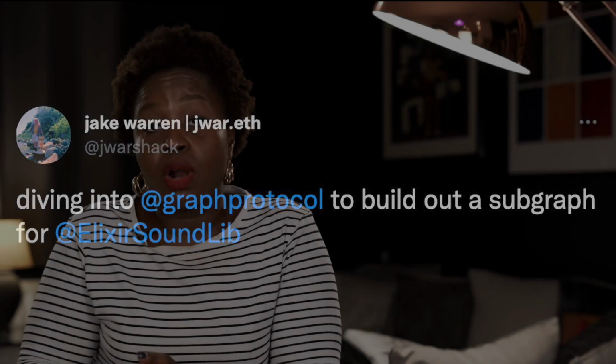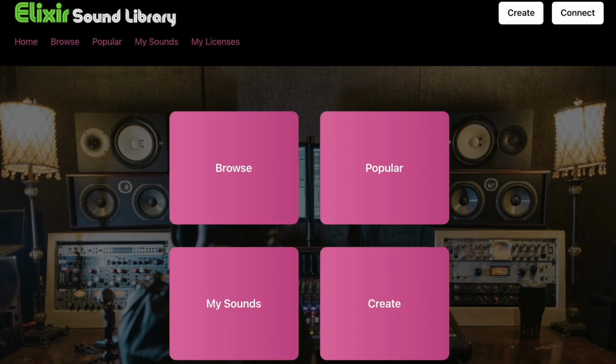Okay, so with the latest news wrapped up, let's have a look at what tweets have caught our eye this week. This tweet is another real life example of the Graph being a useful tool for developers. Here, Jake Warren, the founder of Elixir Sound Library, shares his intention to build and use Subgraph for the project he is creating. We have seen subgraphs created for various areas within crypto, but this one is a lesser known one. As Mr. Warren describes, Elixir Sound Library is a music sampling platform where creators can upload sounds which can be then licensed and sampled by others.